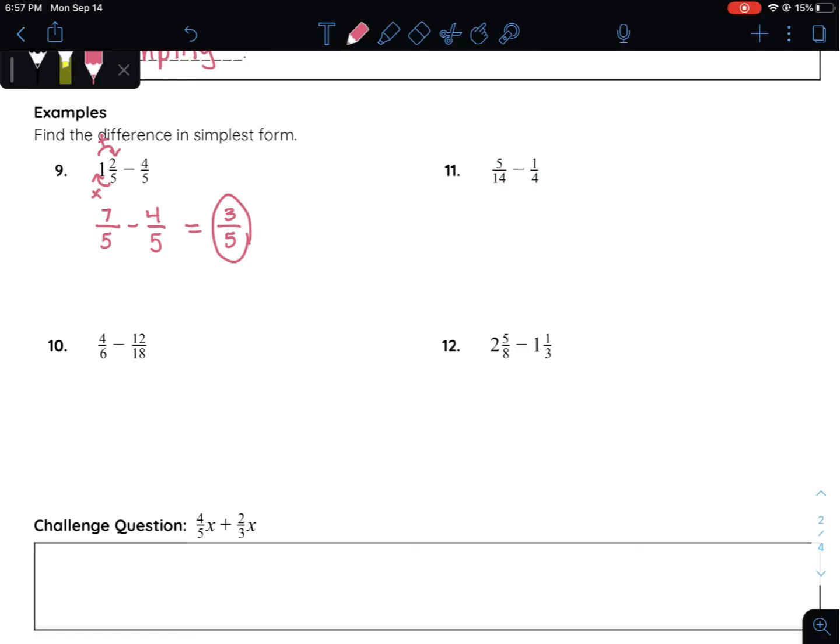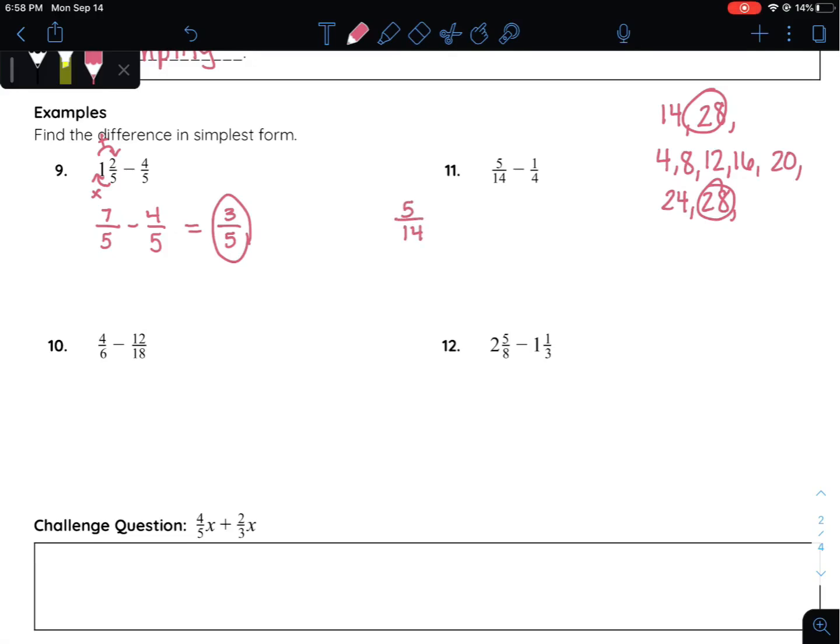Number 11. So 14 and 4, they're not the same things. So we have to figure out how to make them into the same things. I'm not sure if I can think of anything that 14 and 4 both go into. So I might just multiply 14 and 4 together and go from there. Okay? If you can think of something, then you could use that. So if I list out my 4s, 4, 8, 12, 16, 20, 24, 28. There you go. We could actually use 28. So if we use 28 as our least common multiple, we won't have to simplify later.